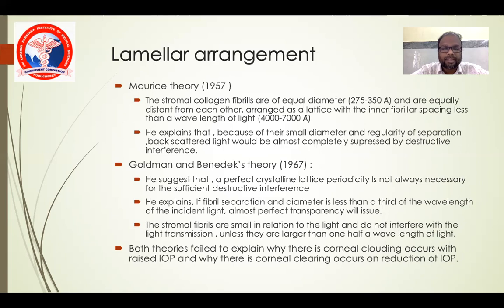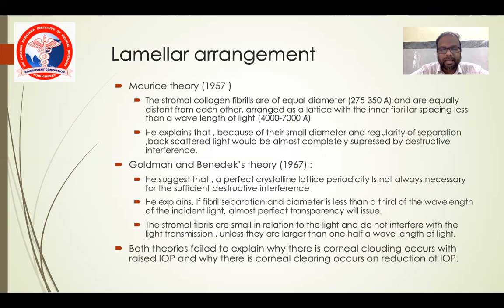Apart from this, Morris explains that because of the smaller diameter and regularity of the separation, the backscattered light would be almost completely suppressed by the destructive interference. That is, reflection is almost completely suppressed. Thereby, there is only refraction of the light, and the light passes through the cornea into the eye to fall on the retina. The next theory was Goldman and Benedict's theory.